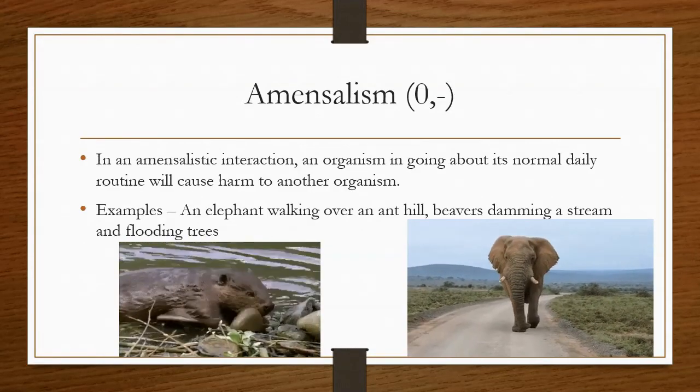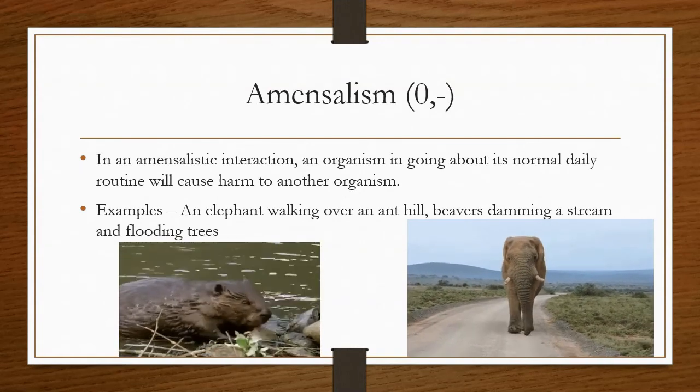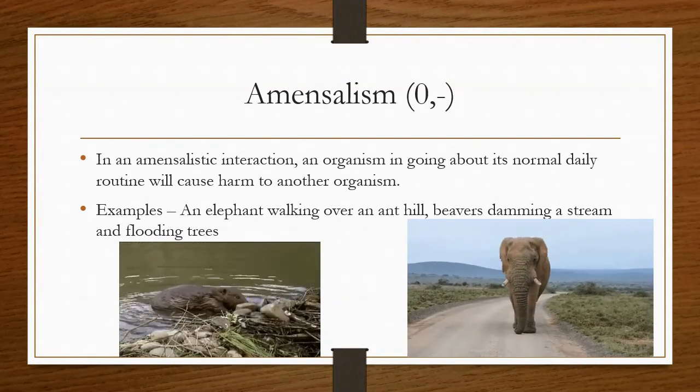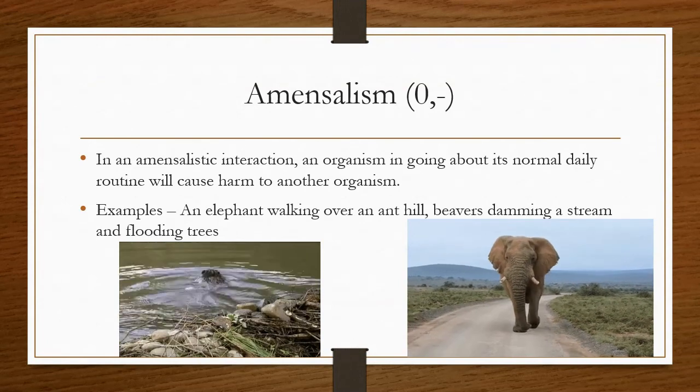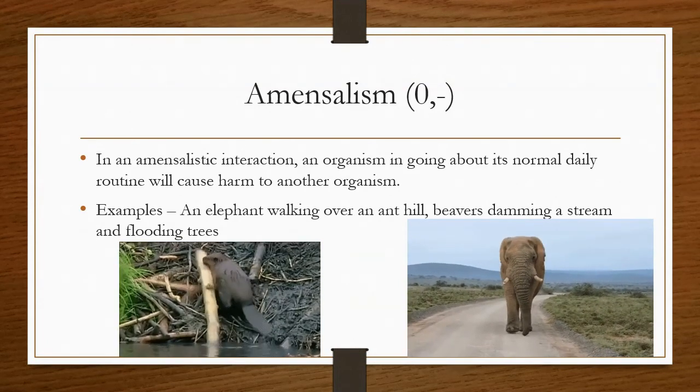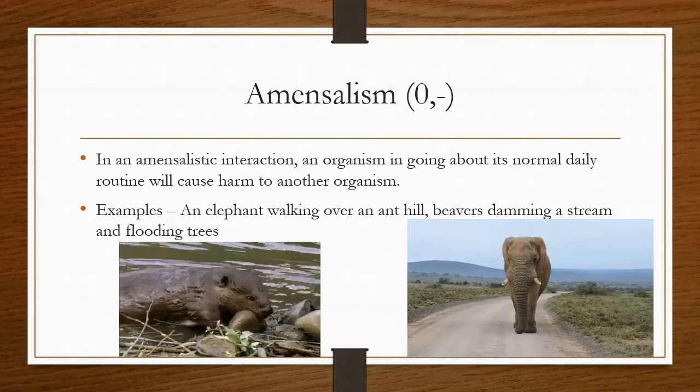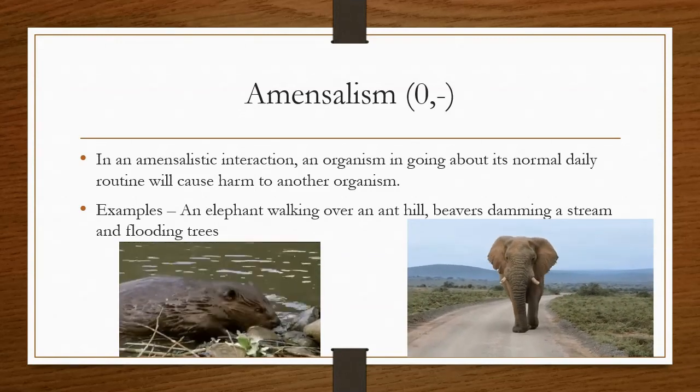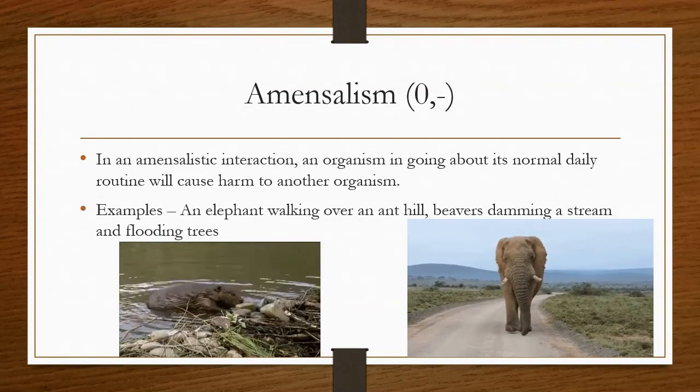Let's talk about amensalism. It's the last symbiotic relationship, and then we're almost done for this lesson. In an amensalistic relationship, you have one organism that really experiences a neutral interaction, and the other organism experiences a negative interaction. So how does that work?